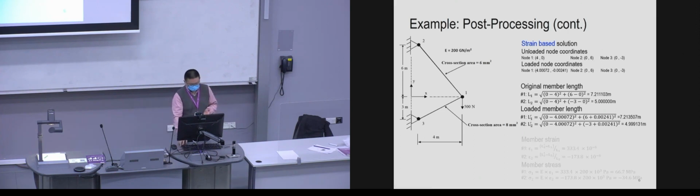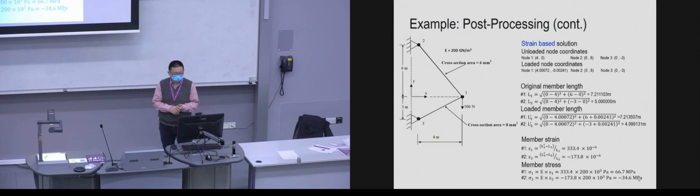After that, we are able to convert them into strain, right? So strain is basically the length difference divided by the original length. That gives you the strain of these two elements. So for element 1, we have this strain, and for element 2, we have another strain, okay?